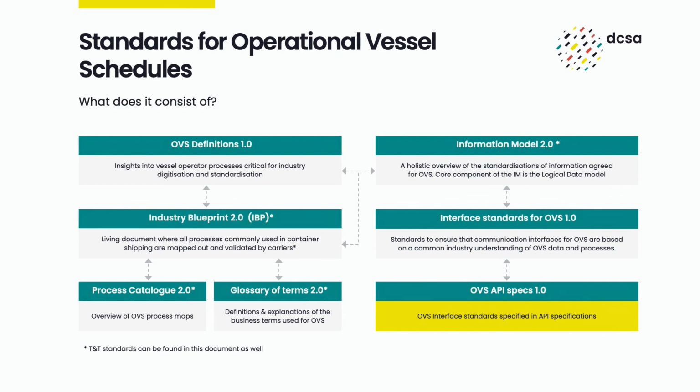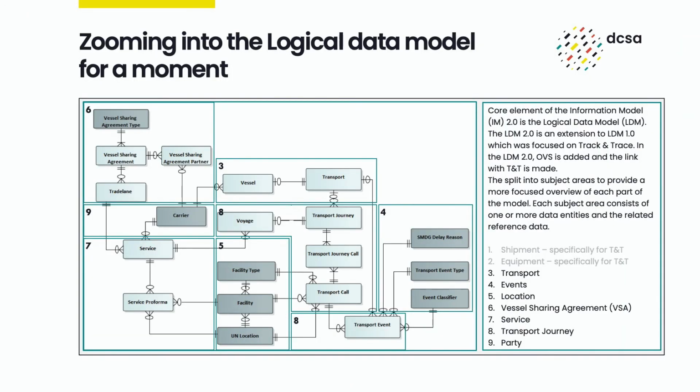I briefly mentioned the logical data model before. I want to spend some additional words on that, given that this should be seen as the reference model and the foundation for our data and interface standards for operational vessel schedules. The model you see here is only a subset of the logical data model 2.0. That model is the overall model that also includes the entities relevant to track and trace. This subset, what you see here, is purely showing the relevant entities for operational vessel schedules.